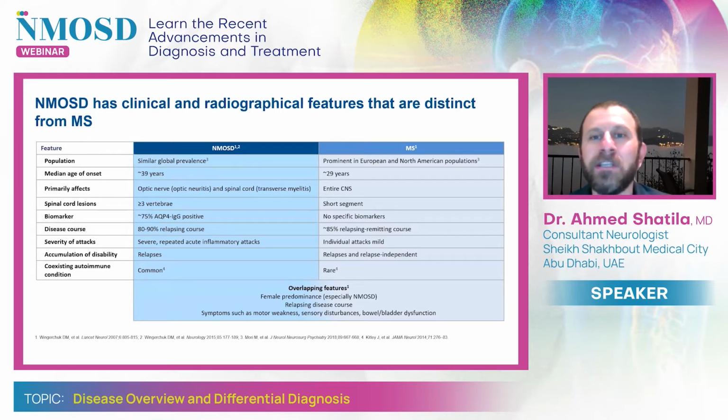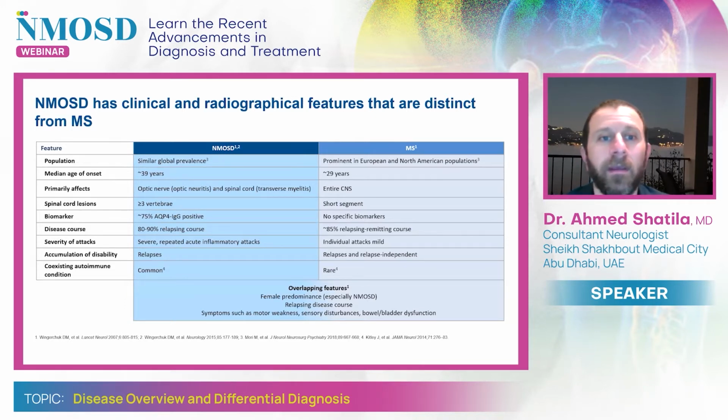While in MS, we still are looking for that elusive biomarker. We have not yet found it. We got the oligoclonal bands, but that's not specific just for MS. Disease course: 80 to 90% of people with MS or with NMO will have a relapsing course, and it's very similar to MS, that's around 85%.